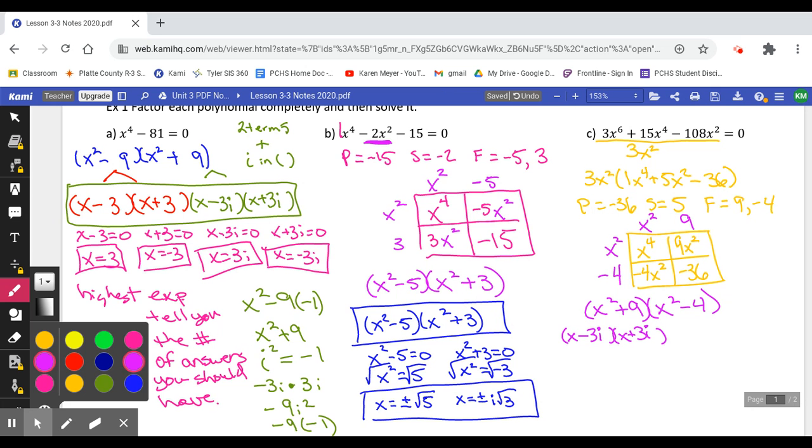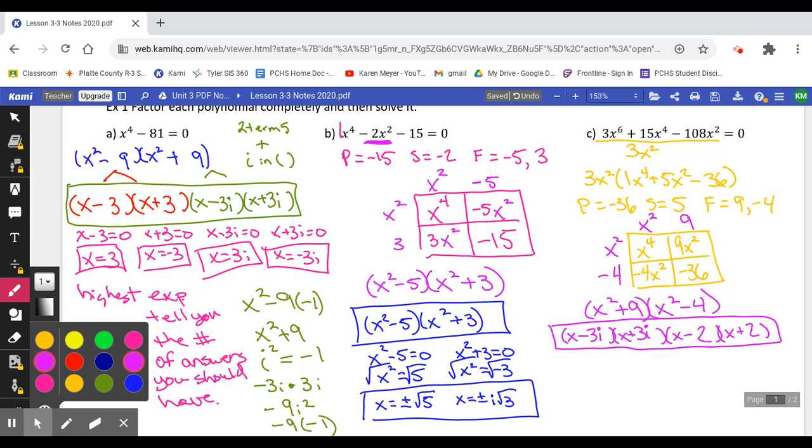X squared minus 4. I'm going to break that down. This one is a minus, so it doesn't need any i's, so don't put any i's on these. So you're going to have x minus plus, and 4 would be 2 times 2. So there's my factoring answer.